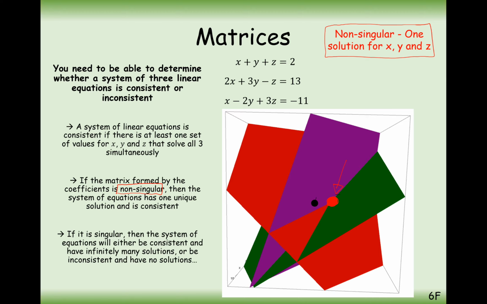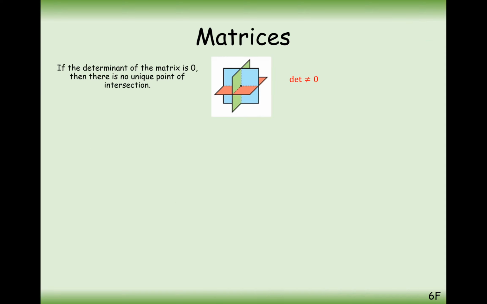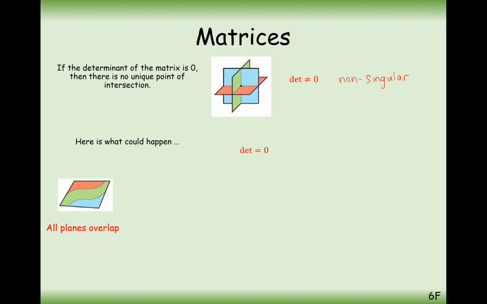We are now going to look at the other cases, and there are lots more cases here in which the matrix is singular, because when it is singular, we get lots of different things happening, but all three of the planes will not intersect at one point. So when the determinant is not equal to 0, or non-singular, just like we've shown in this example here before us, we get one point of intersection. But when the determinant is equal to 0, lots of things could happen.